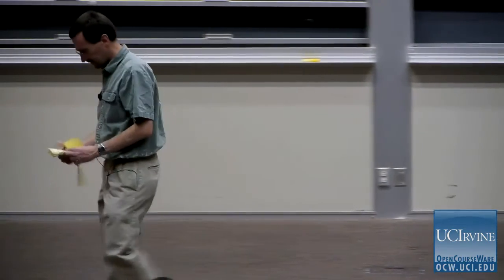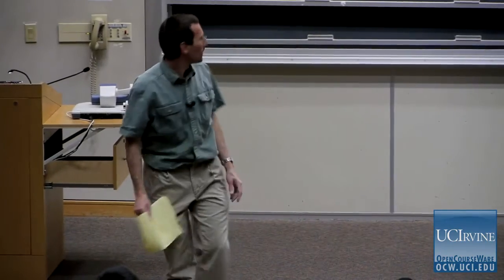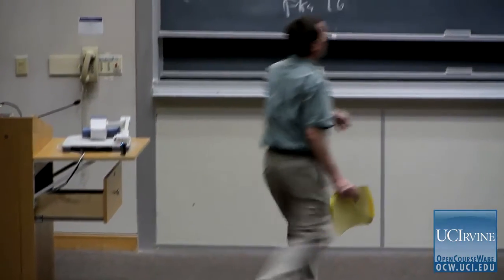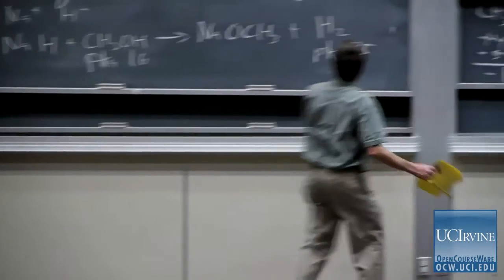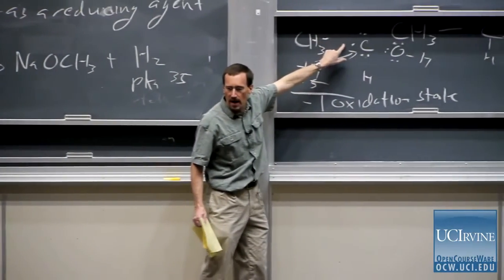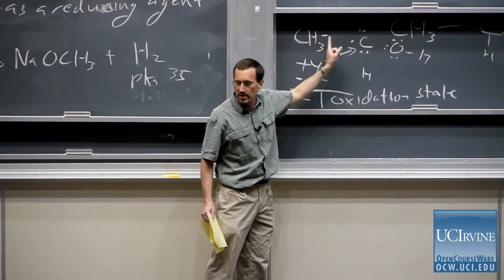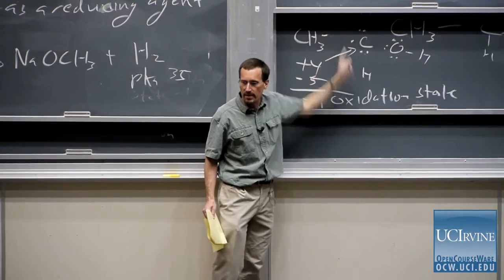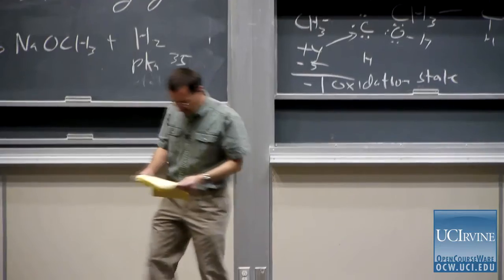So for the methoxide one, why does the carbon have 5 electrons? Bookkeeping. When you have a carbon-carbon bond, you divide equally. You give 1 to each carbon in bookkeeping for oxidation state.